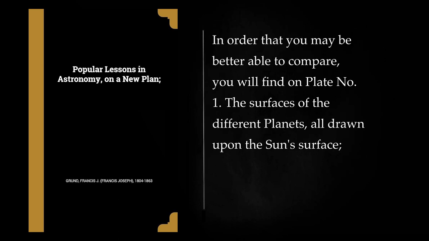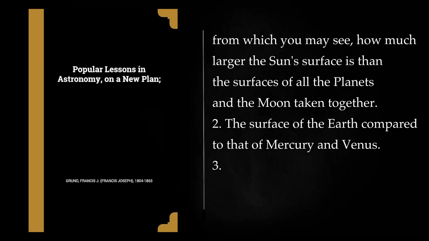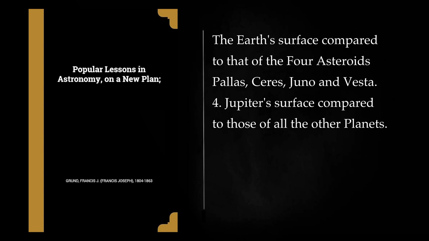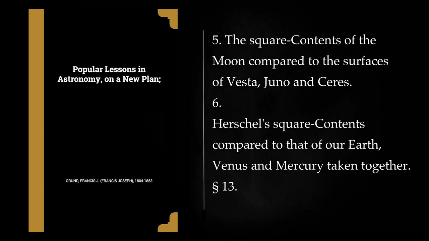In order that you may be better able to compare, you will find on plate No. 1. The surfaces of the different planets, all drawn upon the Sun's surface, from which you may see how much larger the Sun's surface is than the surfaces of all the planets and the Moon taken together. 2. The surface of the Earth compared to that of Mercury and Venus. 3. The Earth's surface compared to that of the four asteroids Pallas, Ceres, Juno and Vesta. 4. Jupiter's surface compared to those of all the other planets. 5. The square contents of the Moon compared to the surfaces of Vesta, Juno and Ceres. 6. Herschel's square contents compared to that of our Earth, Venus and Mercury taken together.